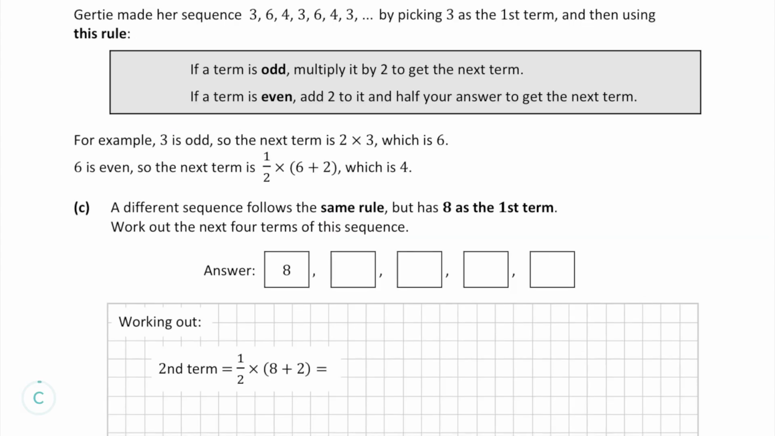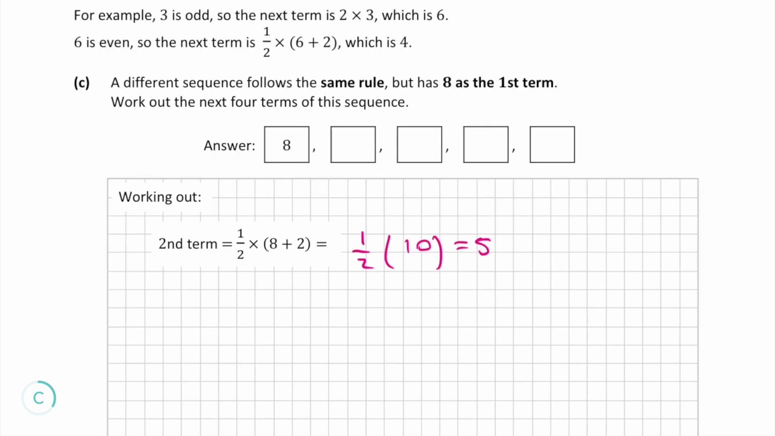In part C, we're given this rule to generate new terms, which says that if the term is odd, multiply it by 2 to get the next term, and if it's even, add 2 to it and then divide it by 2 to get the next term. So we have to find the next 4 terms in this sequence, starting with the number 8.